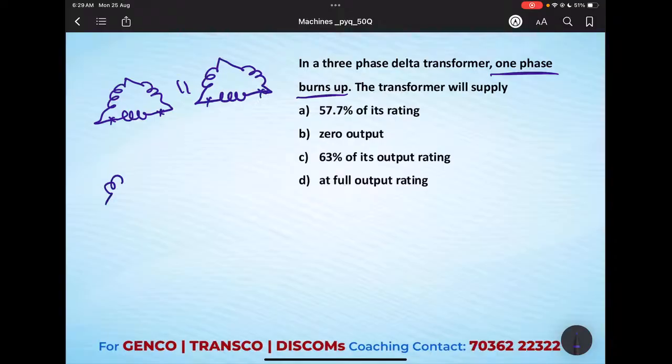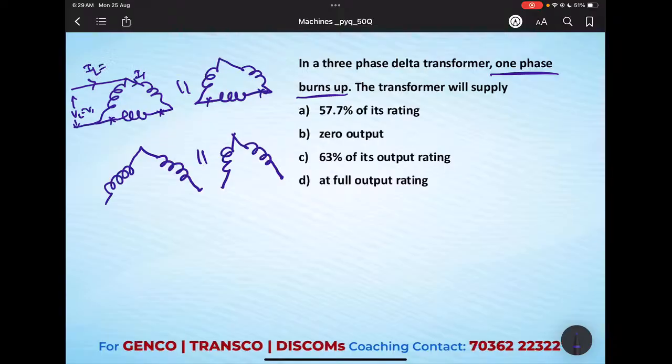Then how will it look? It will look like an open delta or VV type. This type of connection is called an open delta connection or VV type connection. Let's see the different electrical parameters of the connection. This is the line voltage that is equal to V1. Let's take I1 as the phase current. So in a delta system, line current IL is equal to root 3 into phase current. Here our line voltage VL is equal to V1.